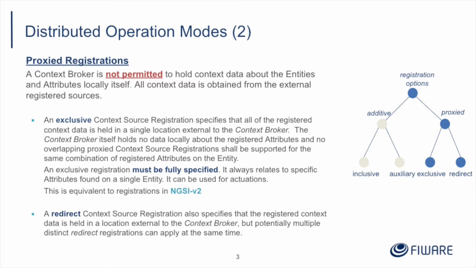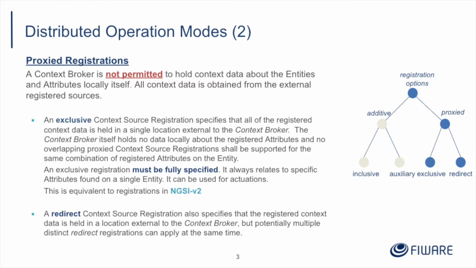Now, there is another type of proxy registration, and that is the redirect registration. This is quite simple, really. It's a simple forwarder, but you can imagine there's a system where I want to have my data in multiple context brokers. I want to have my animals in my farmer's context broker. I want to have my buildings in a separate context broker.